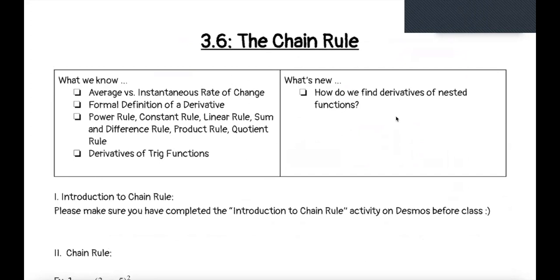Excellent. All right. So 3.6 is something called the chain rule. And this is one of the most important rules that we learn about derivatives, okay?